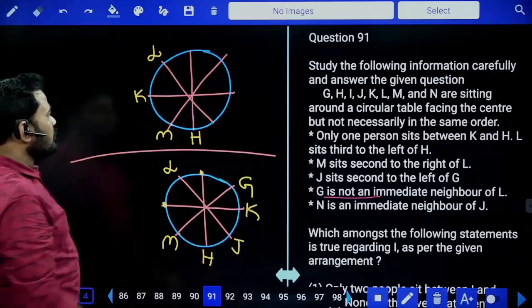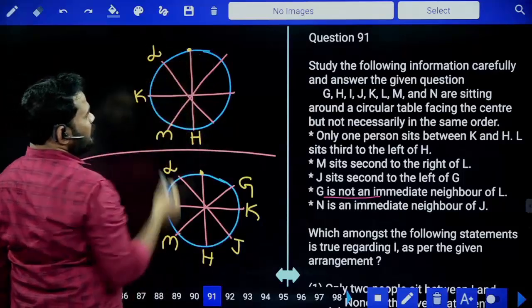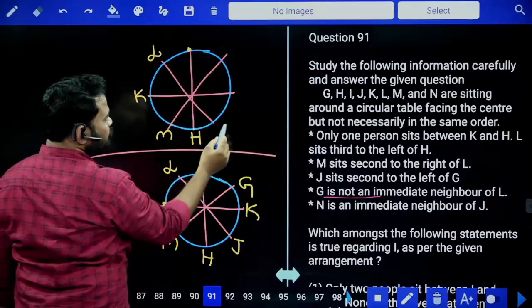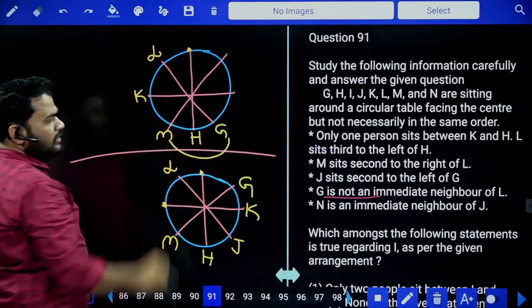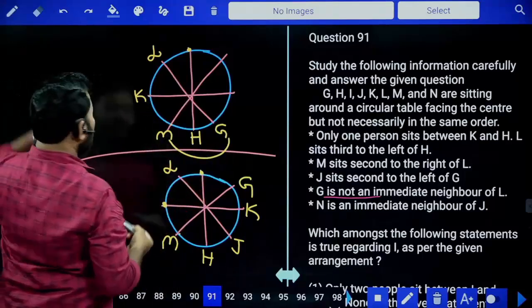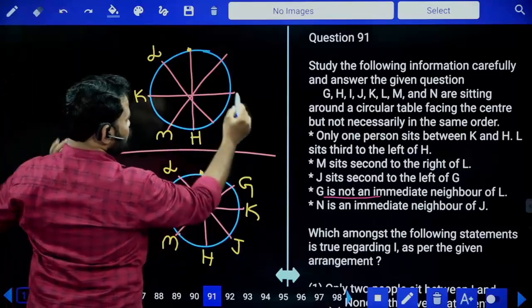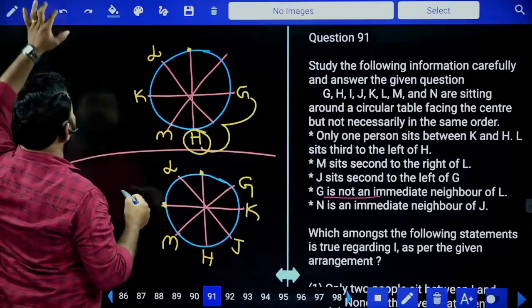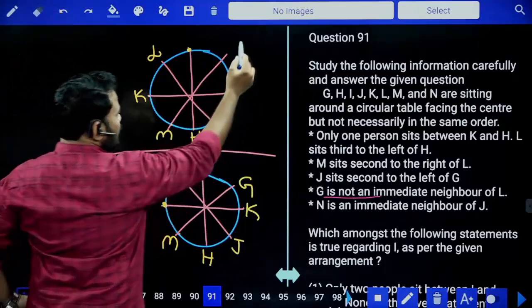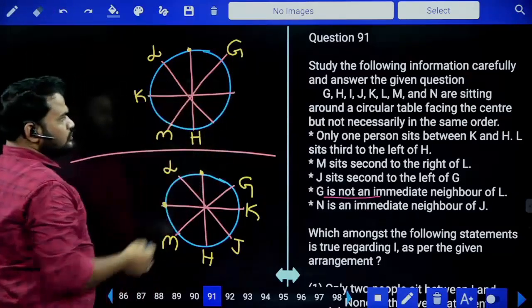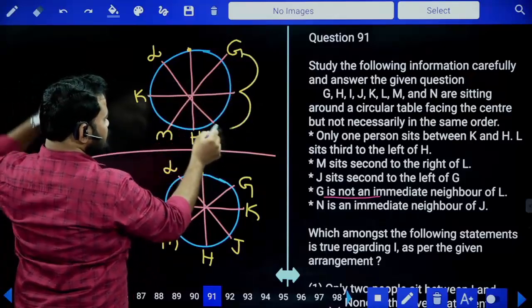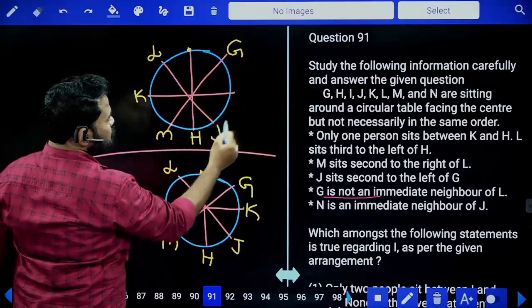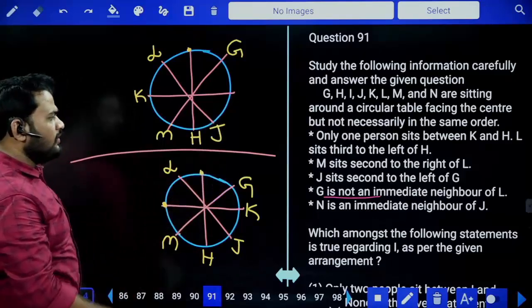In this possibility, G is not an immediate neighbor of L, so G cannot be possible here. If G is here, second to the left of G is J, but J is not possible. If G is here, first left, second left is already H, again J is not possible. So there is only one position left for G. First left of G, second to the left of G is J. So J sits second to the left of G.